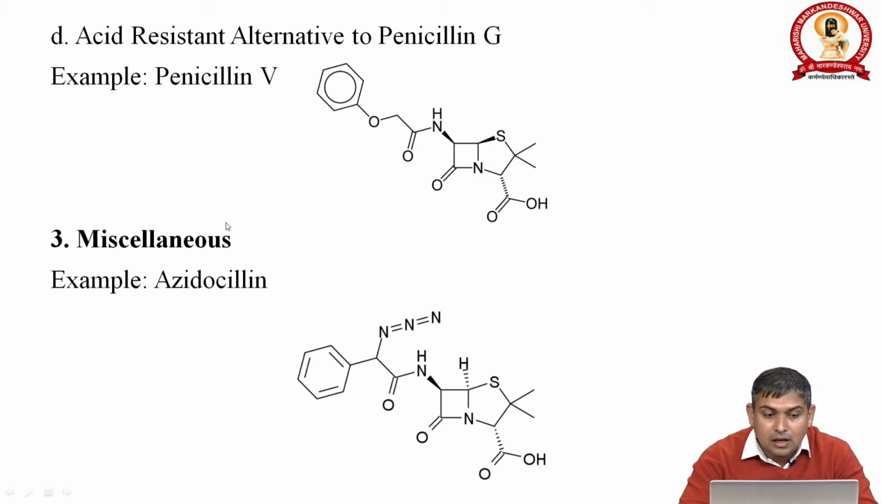Right, and the next class is miscellaneous. The only example belonging to this miscellaneous class is azidocillin, which is characterized by the presence of the azido group. N double bond N is the azido group, which is the characteristic of azidocillin. This is the only structural functional moiety present, the main structural substitution with respect to benzyl penicillin, right. The presence of the azido group is the structural characteristic of azidocillin.